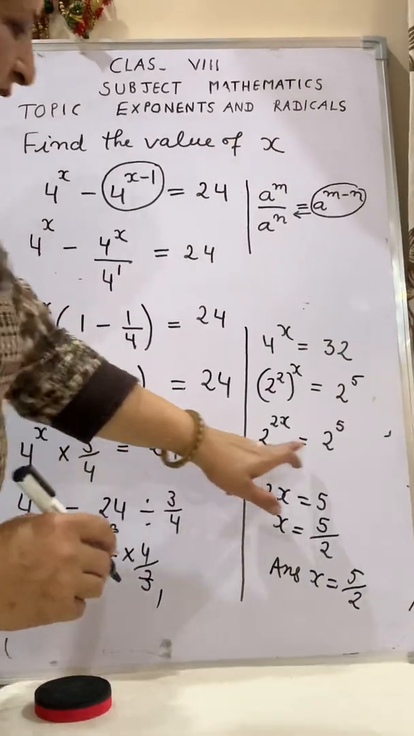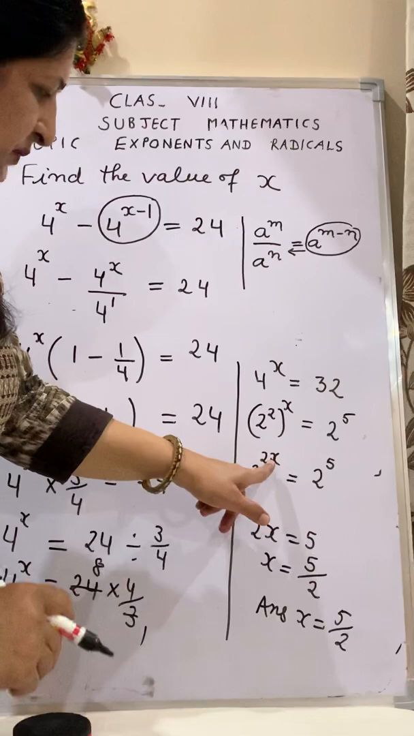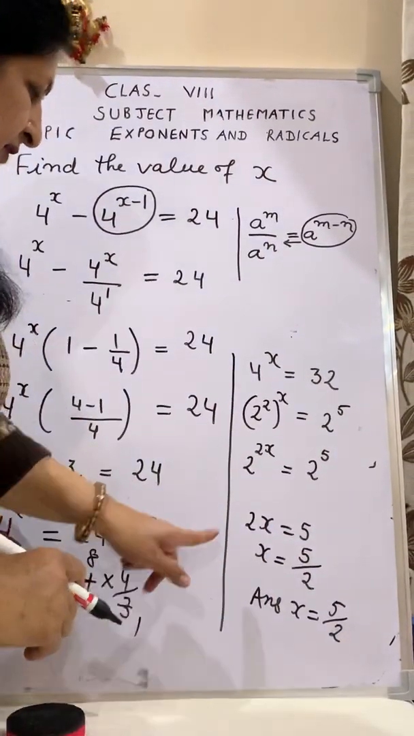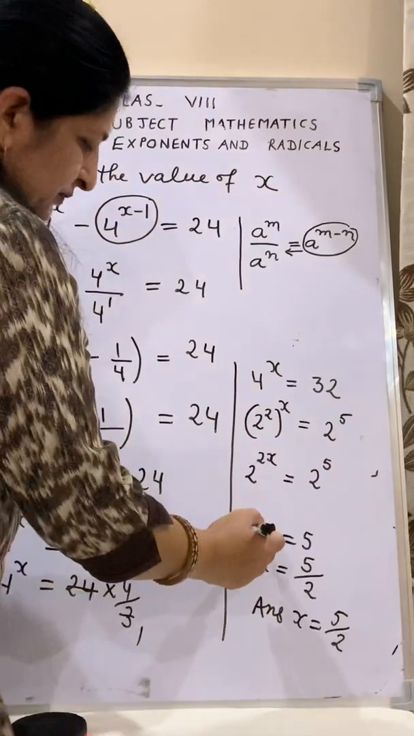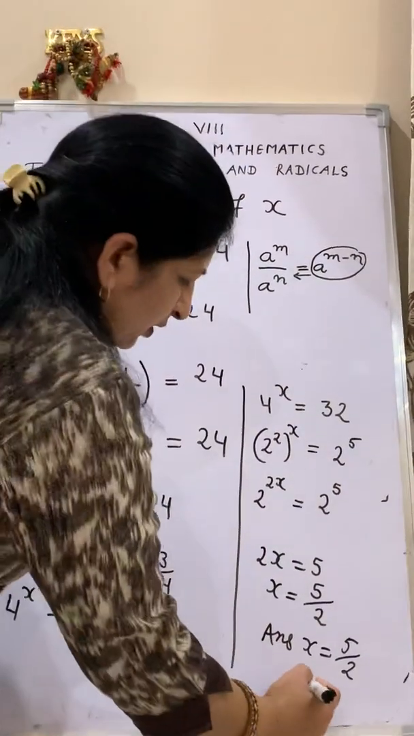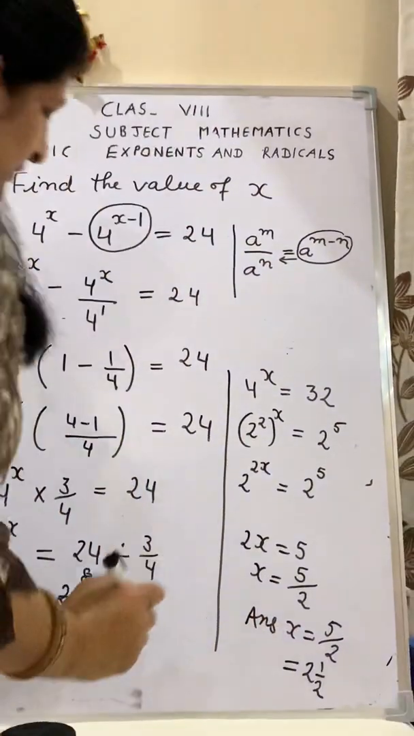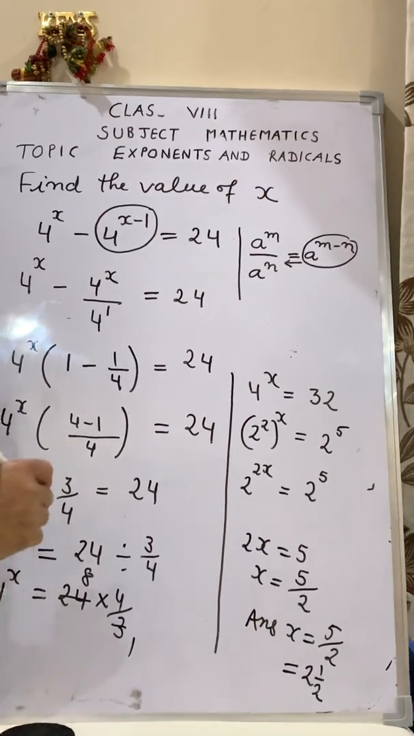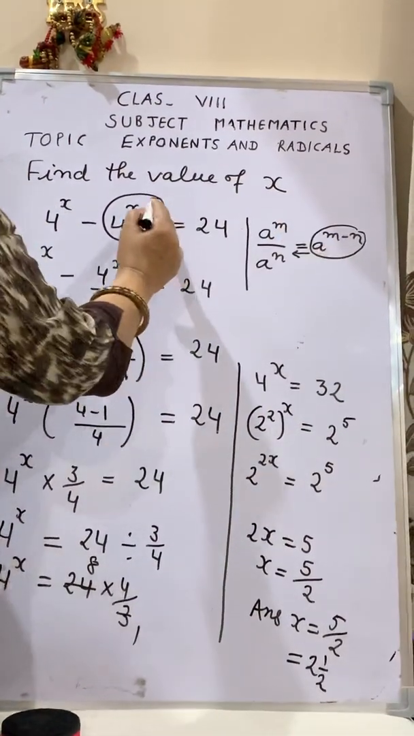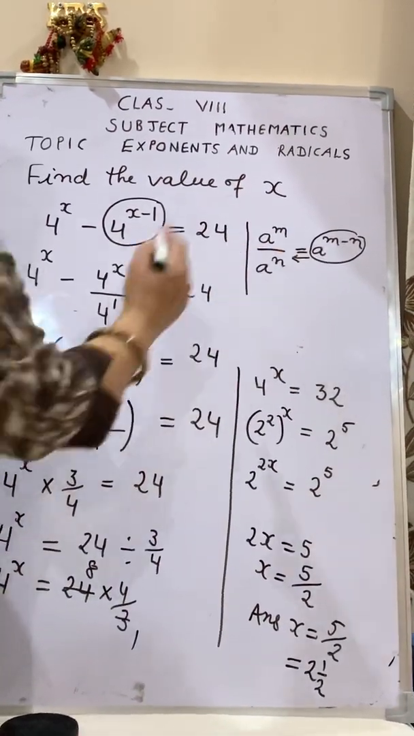When the bases are equal, then we can equate the exponents. Here exponent is 2x and here exponent is 5. We transpose 2 in the form of division. x is 5 by 2 or 2 and 1 by 2. Here we apply this a raised to power m minus n. So we can write a raised to power m divided by a raised to power n.